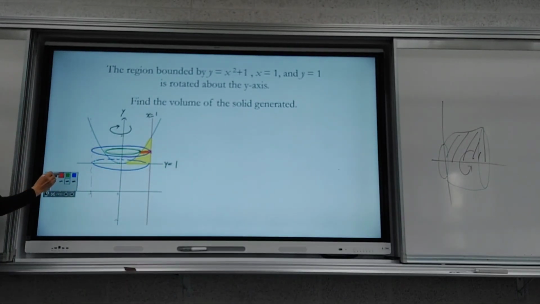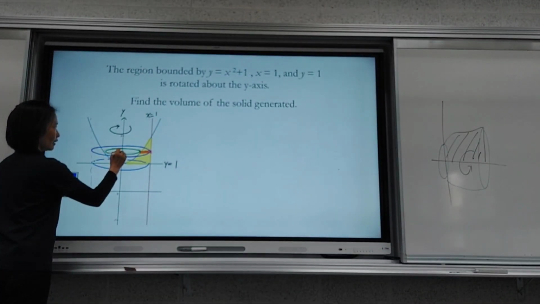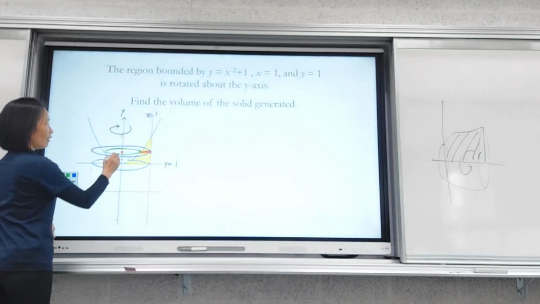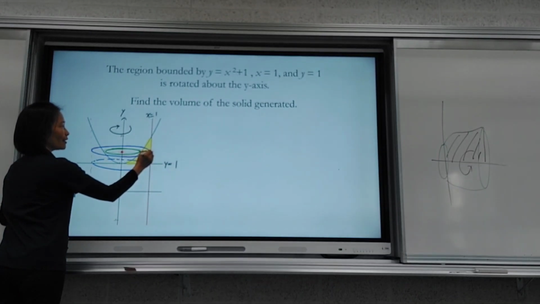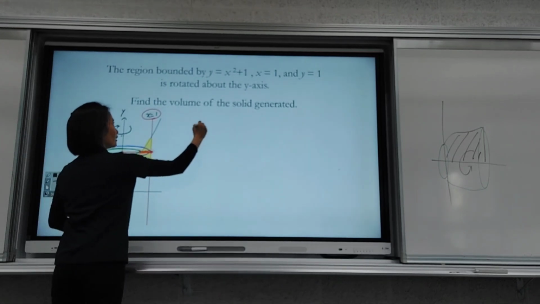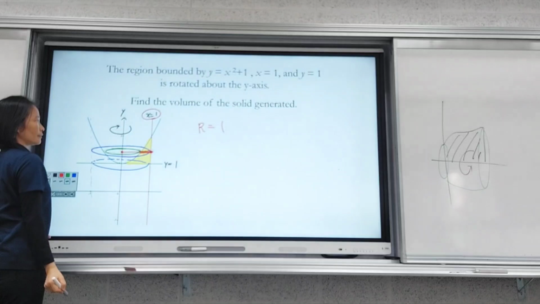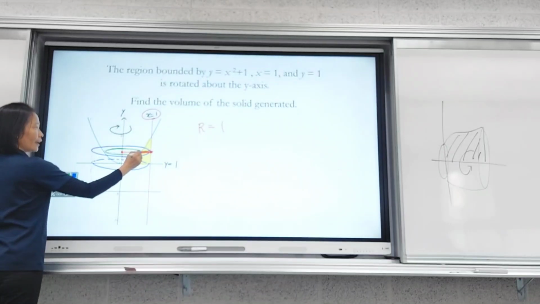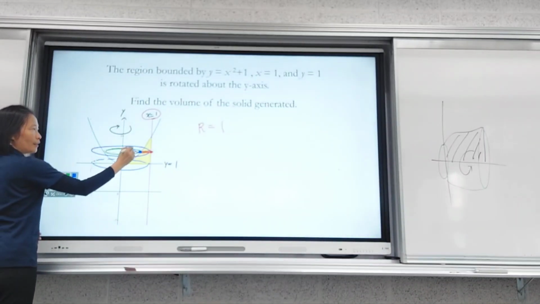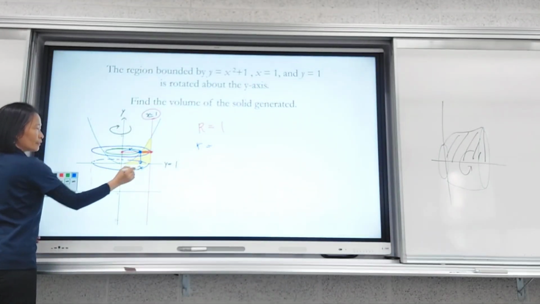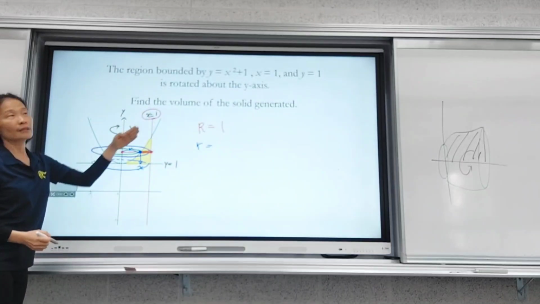So let's figure out what the outer radius is. It is from the axis of rotation, which is the y-axis, all the way to the outer edge. And what is my outer edge? My outer edge is 1, right here. So the big R is actually 1. Where is my small r? My small r is from the inner edge to the axis of rotation, right here. This is my inner r. My inner r is this x value, which is on the curve.